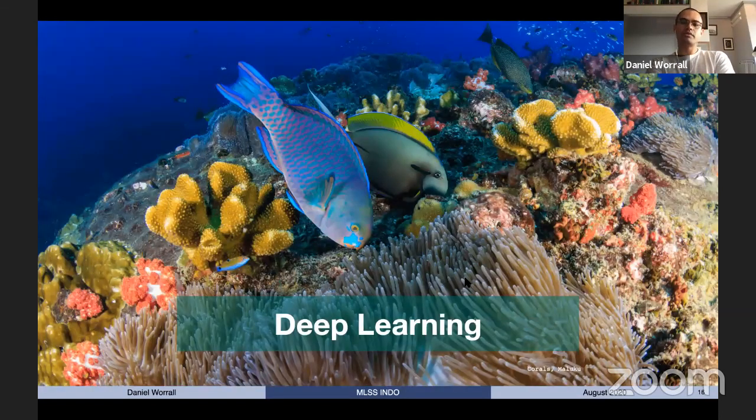And so we move on to deep learning, which, you know, there are many ways to motivate, but in some ways I like to think of deep learning as a sort of logistic regression on steroids.